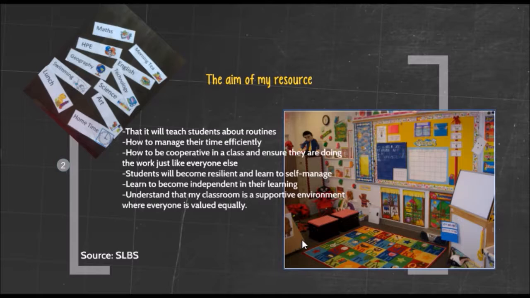My aim for this resource is that it will teach students about routines, how to manage their time efficiently, how to be cooperative in class and ensure they are doing work just like everyone else, how to become resilient and learn to self-manage, learn to become independent in their learning, and understand that my class is a supportive environment where everyone is valued equally. Visual timetables provide prompts to help children know what area of the curriculum they'll be studying, what they will need to get their work done, and what the social organisation of the class will be.